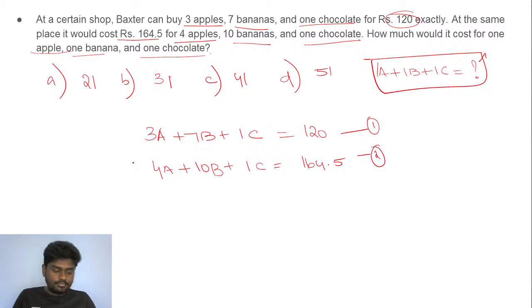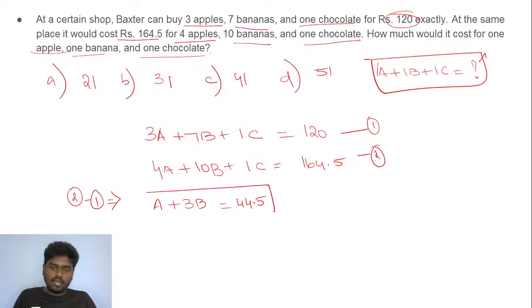So what I can simply do is subtract 1 from 2. If I do 2 minus 1, 4a minus 3a will give you a, and 10b minus 7b will give you plus 3b, and c gets cancelled. So you'll be getting 44.5. So you have got the value of a plus 3b is equal to 44.5.